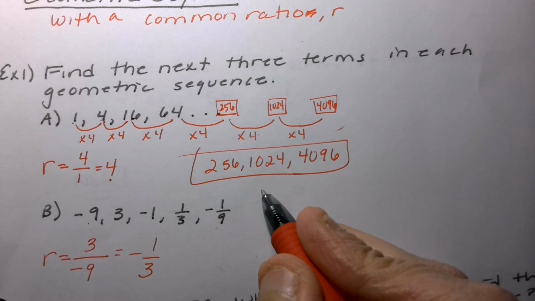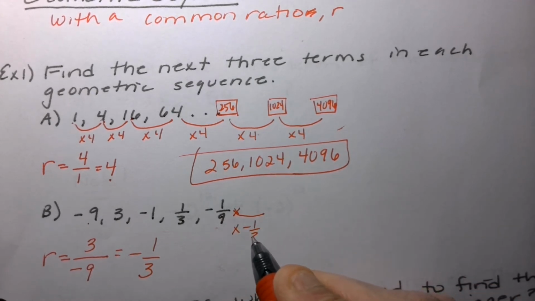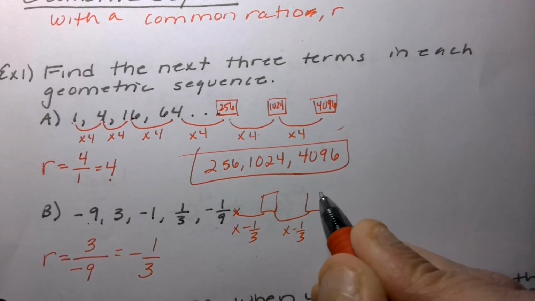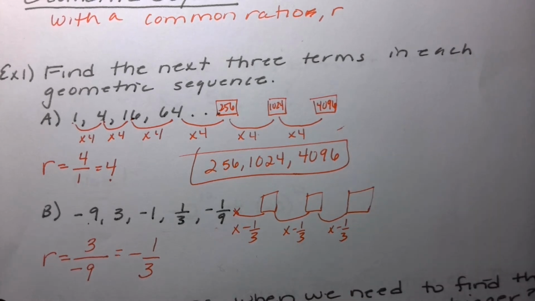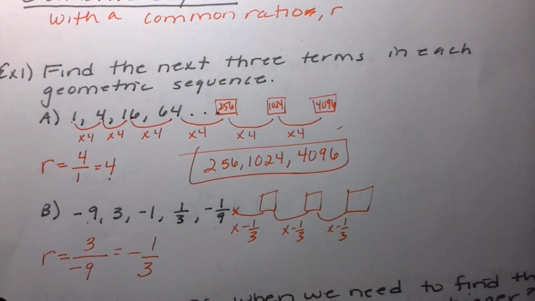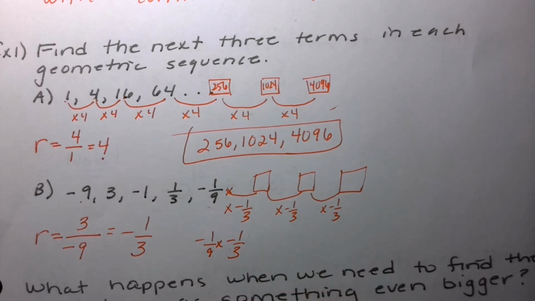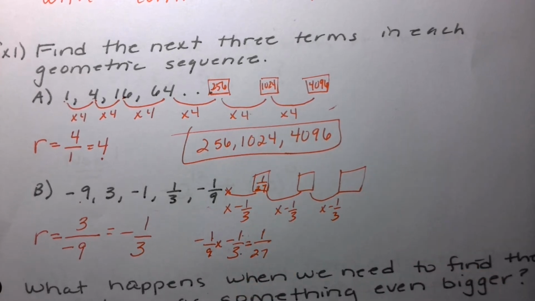All right, so to get my next 3 numbers, I have to take that times a negative 1/3, and that times a negative 1/3, and that times a negative 1/3, and I'll get my 3 numbers. Okay, so I've got some fraction work here, so I'm going to do it down here. I've got negative 1/9 times a negative 1/3. Negative times negative is a positive, and 1 times 1 is 1. 9 times 3 is 27. So I get 1 over 27 there.